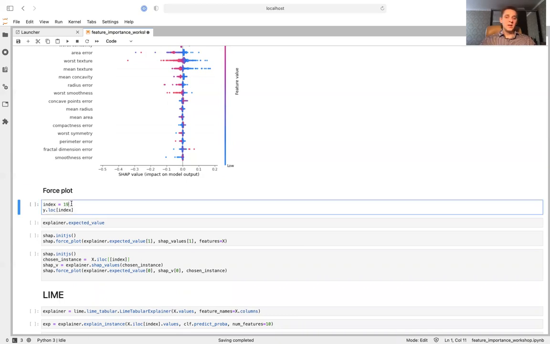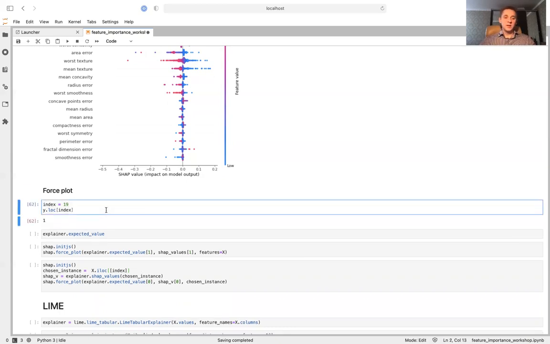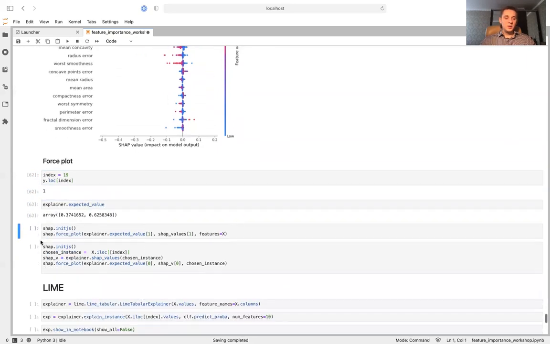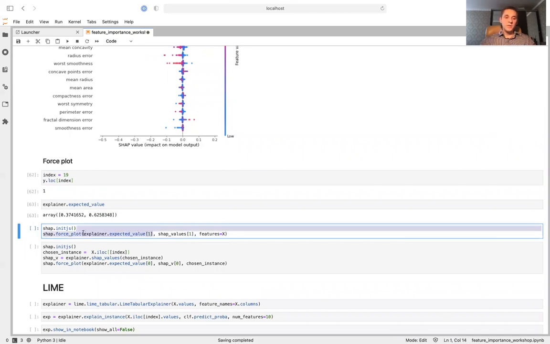So let's take a look at index 19. The model has predicted that the value of label is 1. So we create a force plot, and we would like to understand how our features voted for class prediction of 1. Because Shapley uses a JavaScript framework, we use shap.initjs. We also use shap.force_plot, and so we measure the force plot.